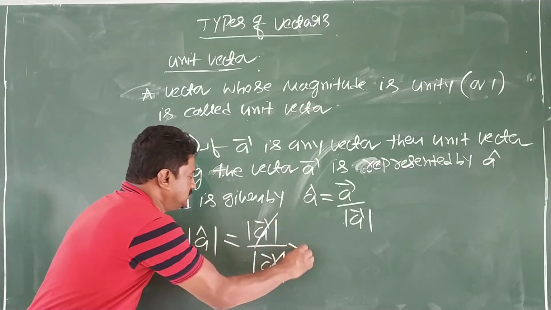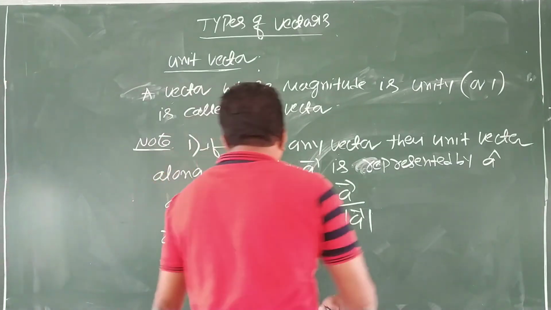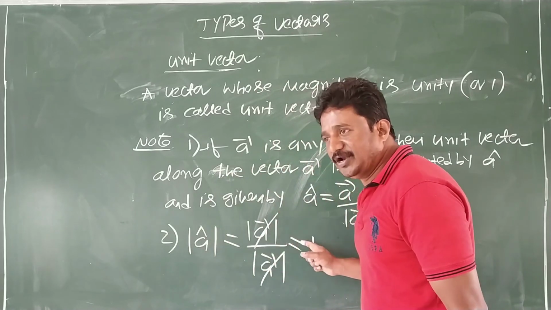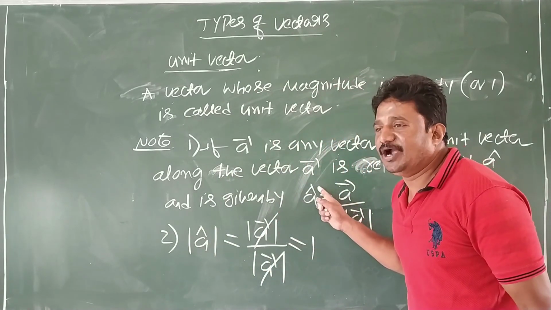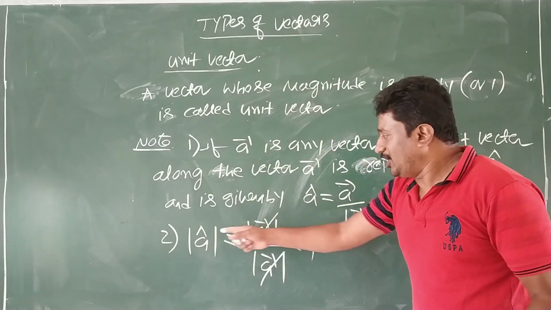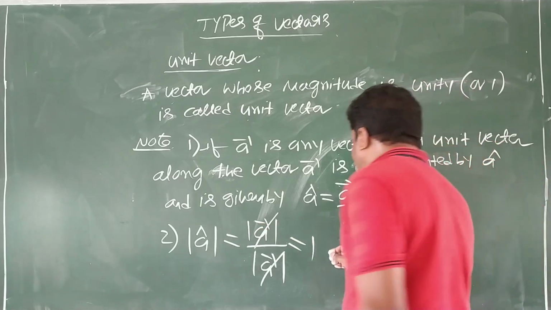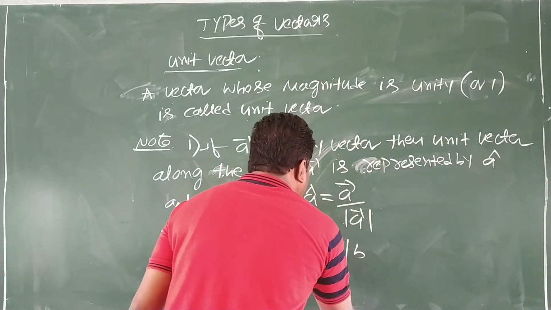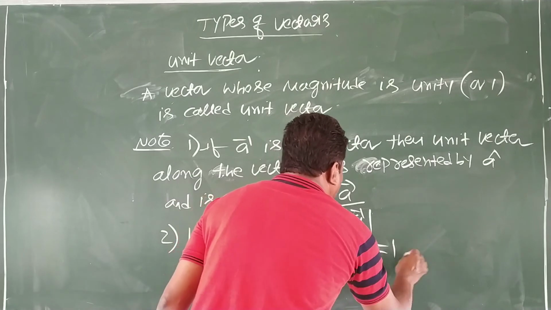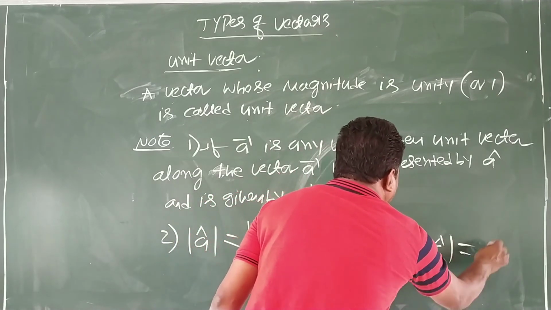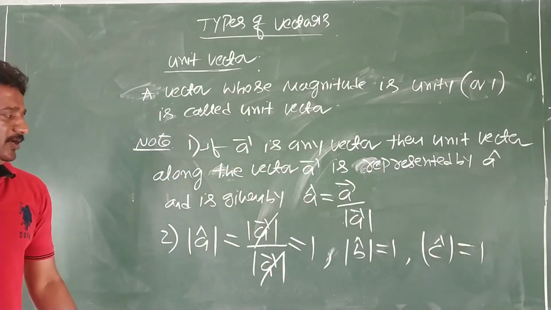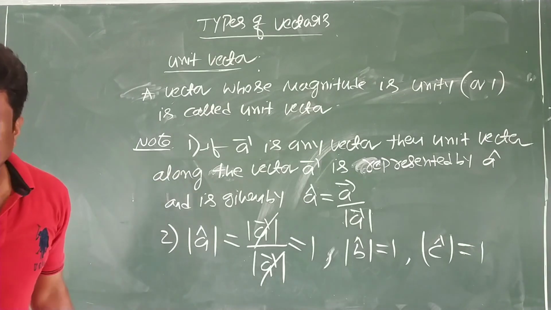These two get cancelled. The length of A cap is 1. So therefore A cap must be what? A unit vector. The length of A cap is 1. Similarly, the length of B cap is 1, the length of C cap is 1. They must all be 1 only because they are all unit vectors.